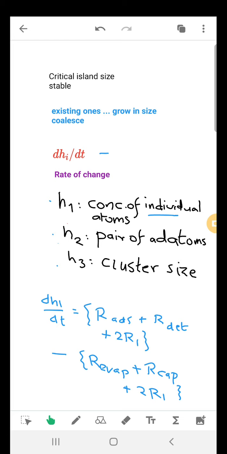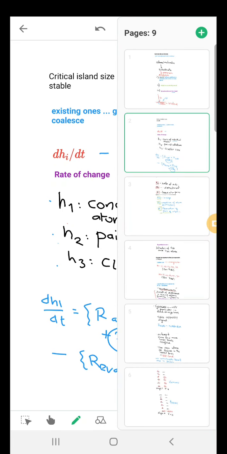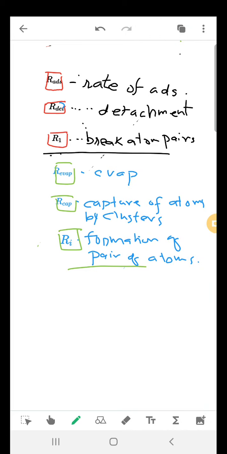So here you can see that there is a difference. Here it is a breakage of pairs of atoms to form an island, and hence formation of pairs of atoms to form an island. As you can see, R_ads is the rate of adsorption, then the rate of detachment, the rate of breaking of atomic pairs. These aid in island formation, and those which are against island formation are the evaporation, capture of atoms by clusters, and formation of pairs of atoms.